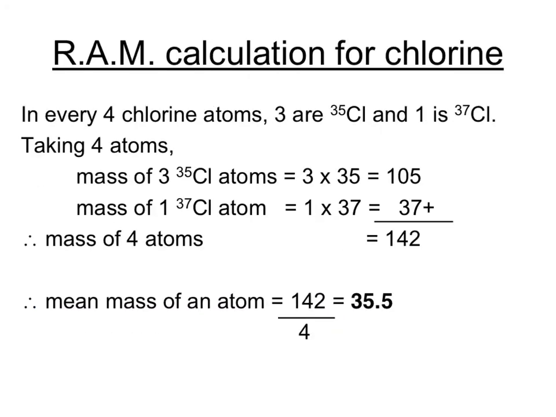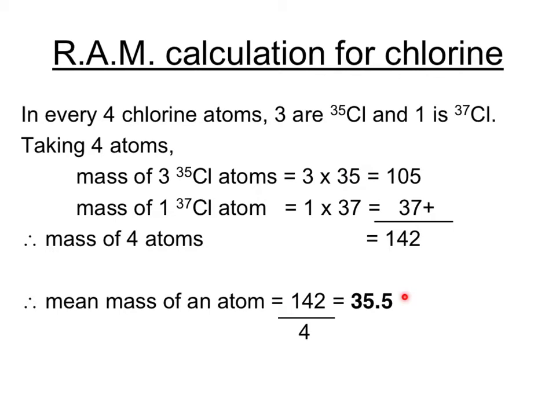Now we know that for every 4 chlorine atoms, 3 of them weigh 35 and 1 of them weighs 37. So if we were to take the average mass of 4 atoms, the mass of the 3 which weigh 35 would be 3 times 35, which is 105, and the mass of the one which weighs 37 would be 37. Add them together and the total mass of those 4 atoms is 142. Now if 4 atoms weigh 142, then the mean or average mass of an atom is a quarter of 142, which is 35.5, and this is what's known as the relative atomic mass for chlorine.